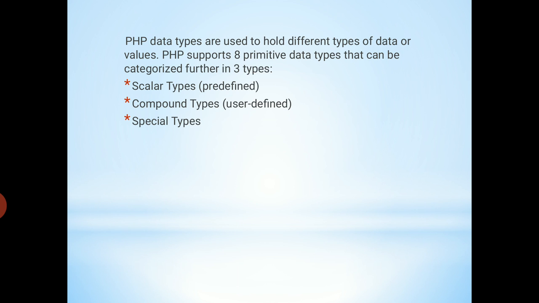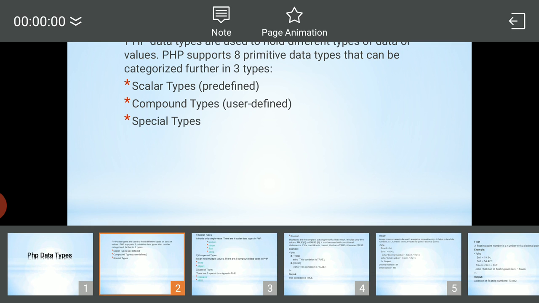PHP data types are used to hold different types of data or values. A variable can store different data types. Data types are categorized into three types. First one is scalar types, also called predefined data types. Second one, compound types, also called user defined data types. Third one is special type.